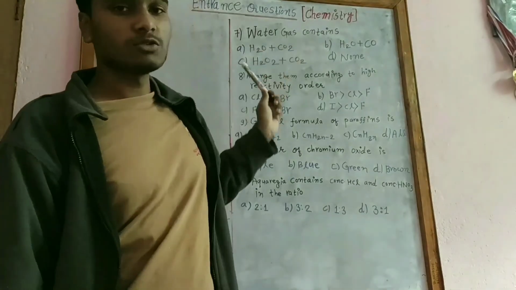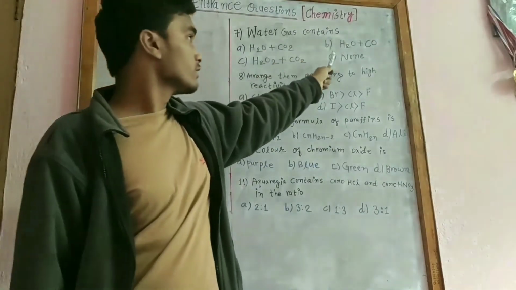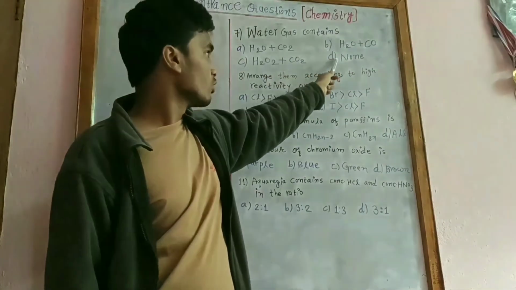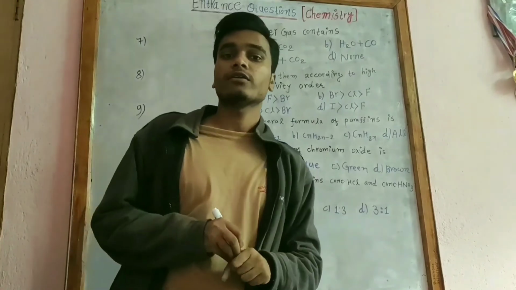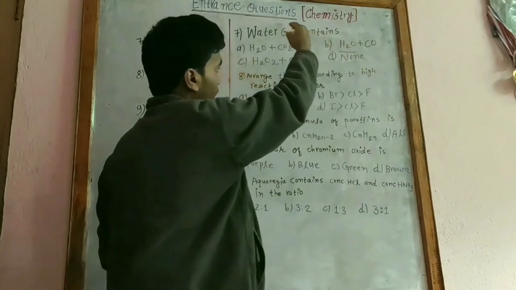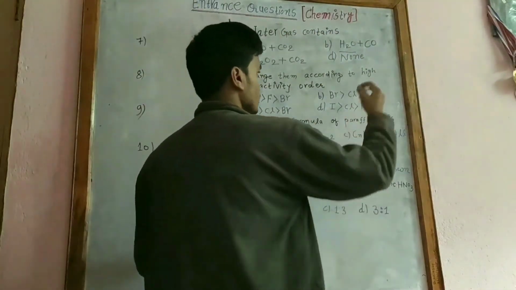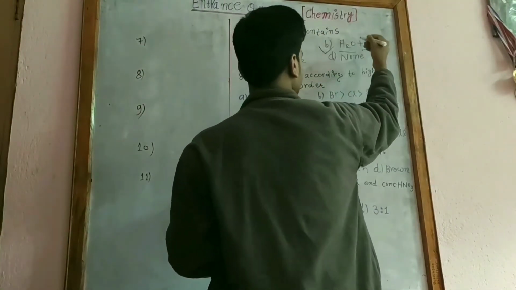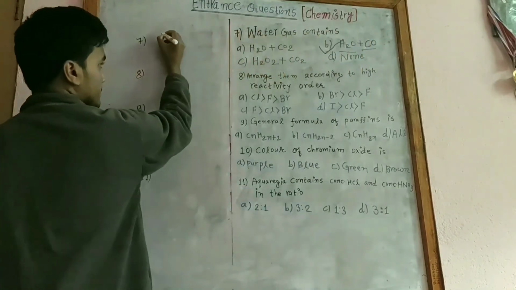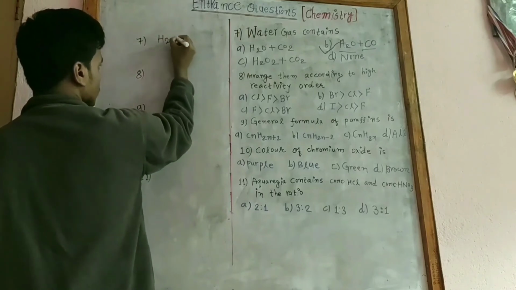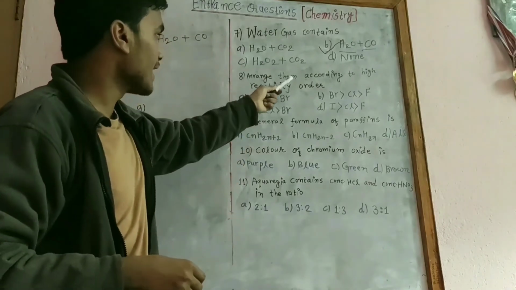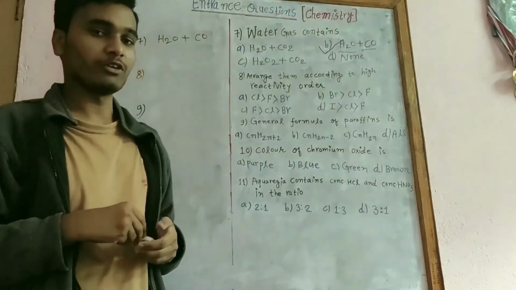Water gas contains what? Water plus carbon dioxide, water plus carbon monoxide, hydrogen peroxide plus carbon dioxide, none. Now we have to remember that water gas means there must be water, and this gas contains carbon monoxide. So carbon monoxide plus, so option B is the answer. H2O plus CO.